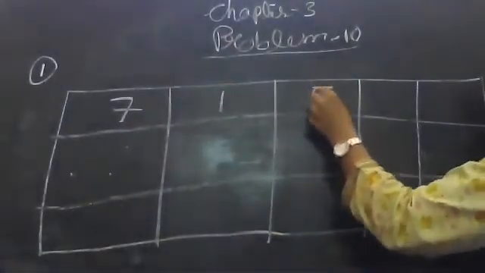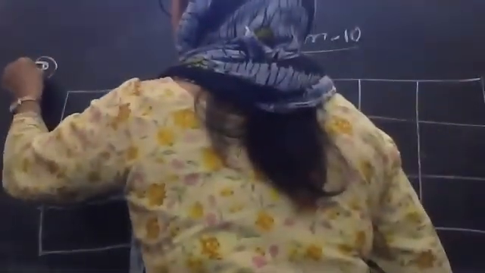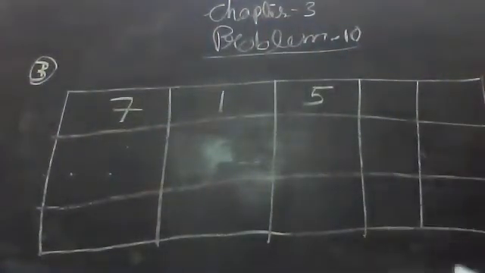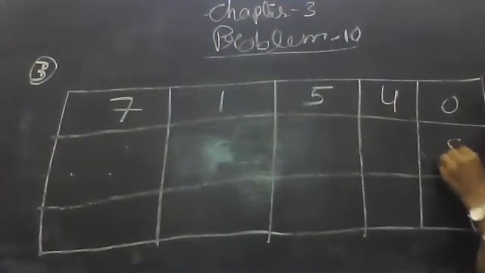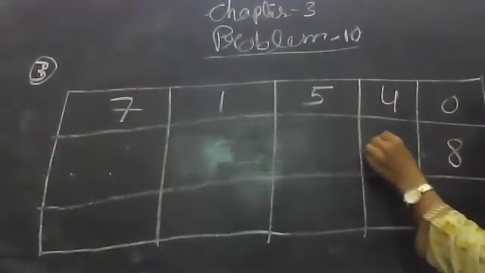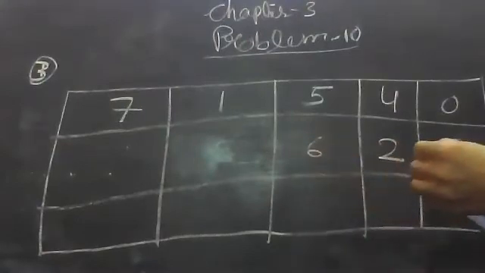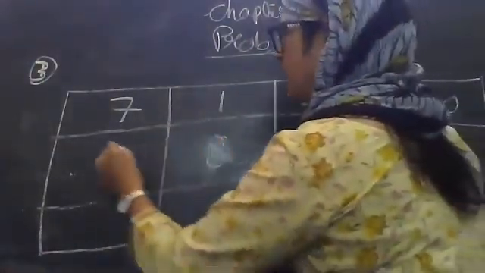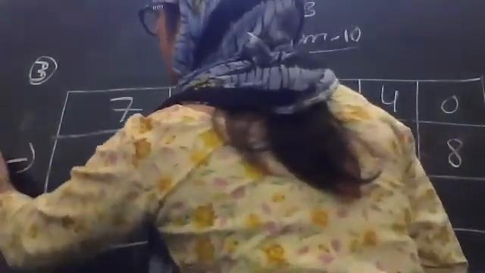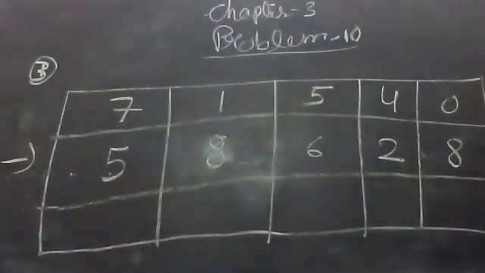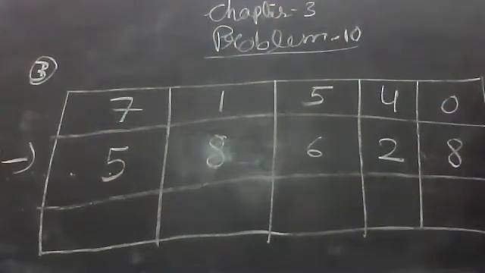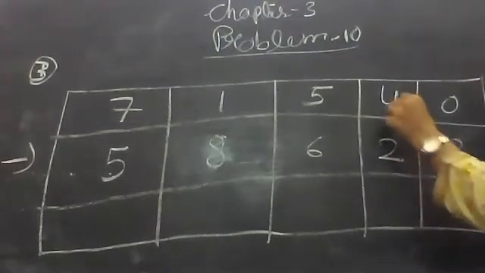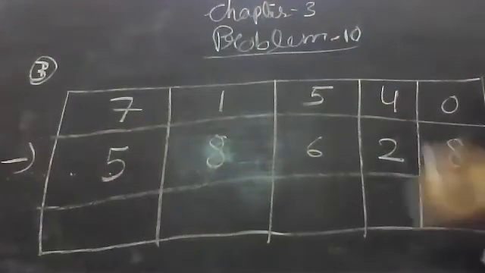7, 1, 5. We are doing sum number 3. Okay, 7, 1, 5, 4, 0. Okay, and here it is the second one. 8, 2, 6, 8, and this is 5. We are doing subtraction. Okay, now you see here again we got a 0. Already I informed you 0 doesn't have any value. So हमको क्या करना है? We have to borrow number 1 from 4.